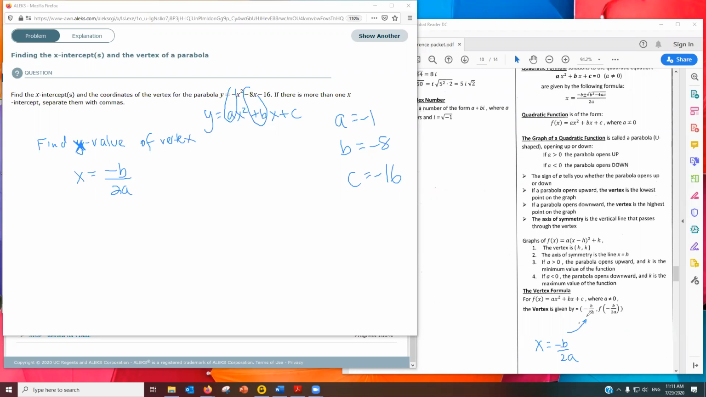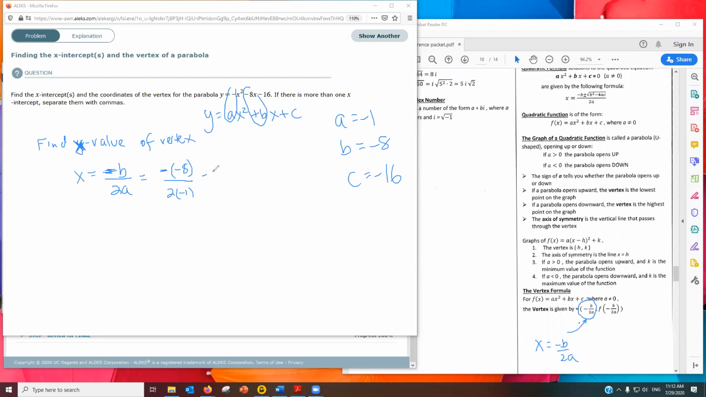By the way, you might notice here in the reference packet, they put the negative sign in front of the fraction. You could certainly do it that way. I think it's less confusing to put the negative sign on the top of the fraction. So I usually put the negative sign on the top. All right, well, then we have negative of negative 8 over 2 times negative 1.